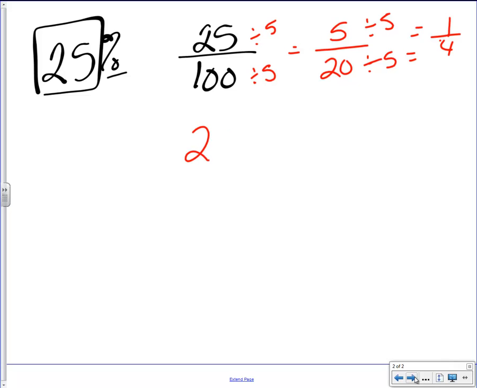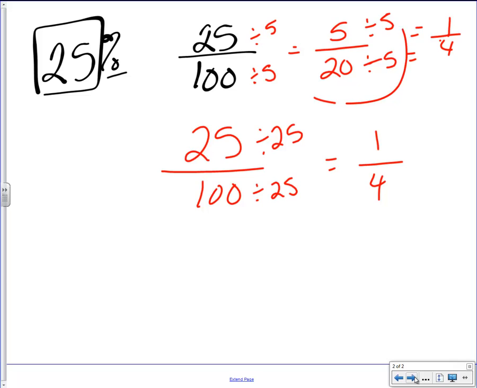Now I want you to see just for a second that if you started with this problem right here and you divided the top and bottom and you knew that 25 went evenly into both of them, you could have done that same thing right there and skipped this middle step if you would have divided at first by the biggest number that could go into them.